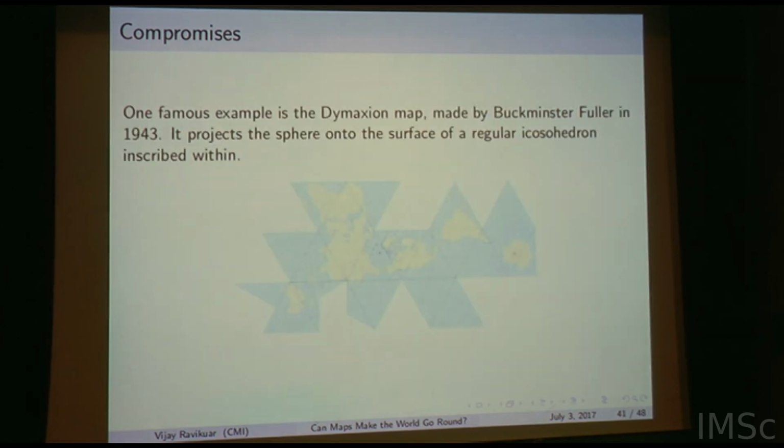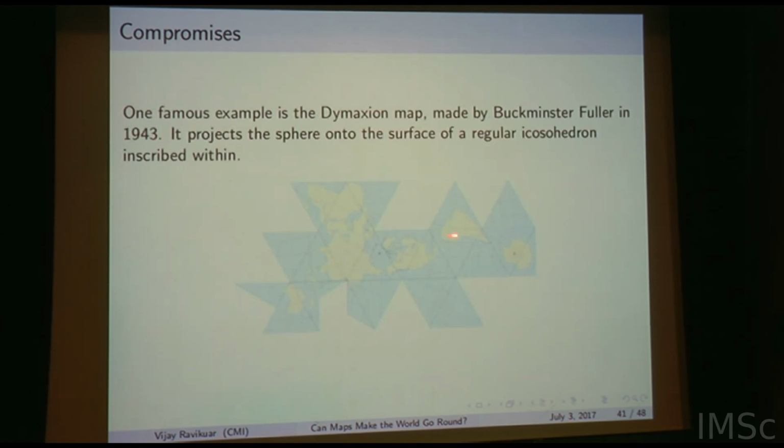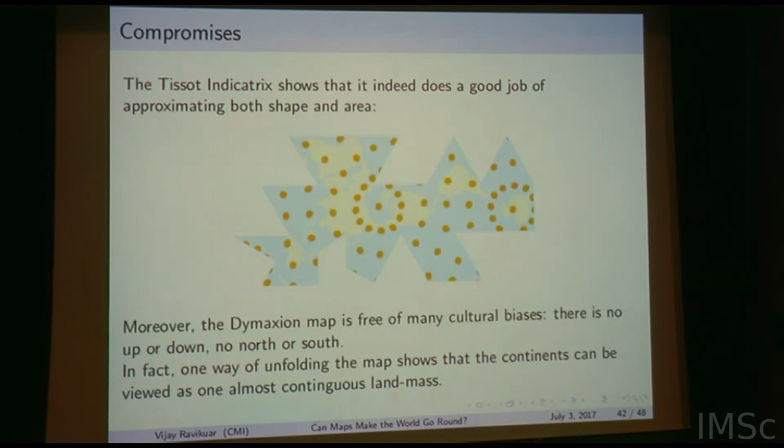Unfortunately, it's a little faint, but you can see that we get a very interesting perspective on the continents, because it becomes one contiguous landmass, or nearly contiguous landmass. It also does a very good job of approximating both shape and area, which we can see from those same Tissot indices.